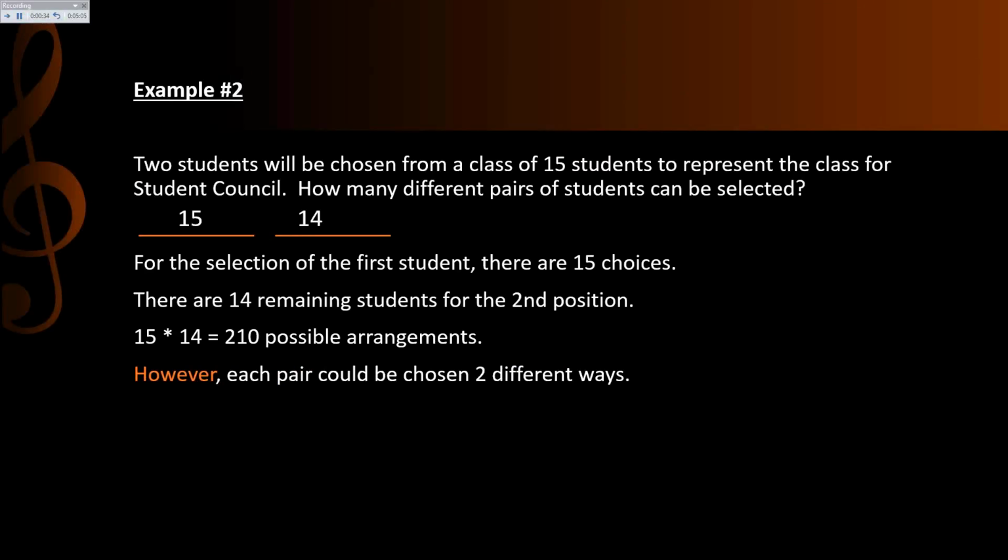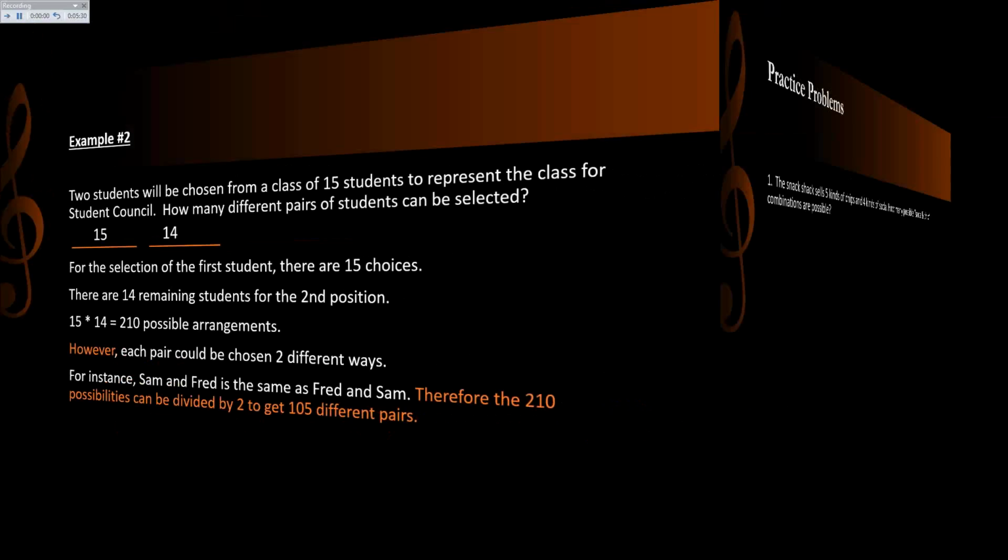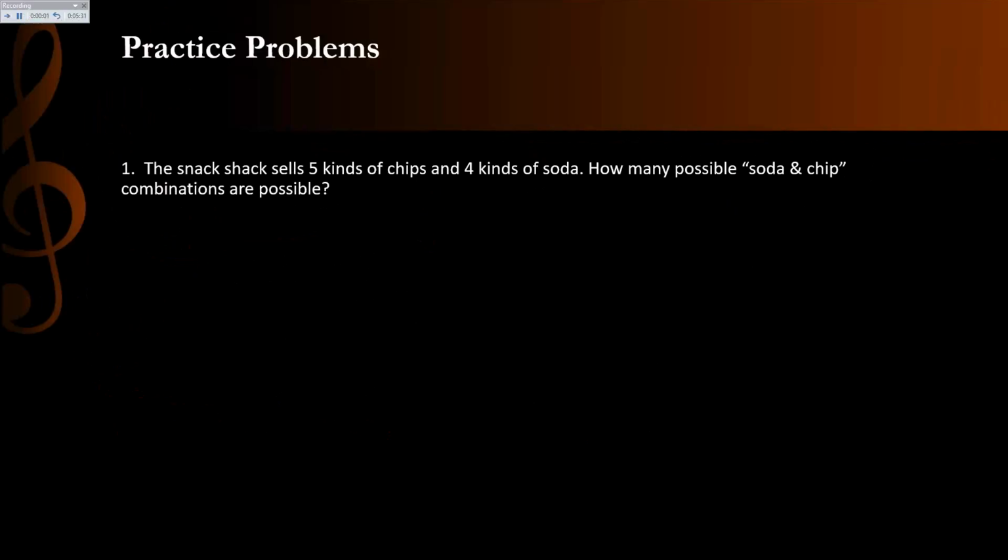So I could have had the person for 14 come first and the person for 15 come second. So, for instance, Sam and Fred would be the same as Fred and Sam. So I have to take the 210 possibilities and divide by 2 to get 105 different pairs. Let's look at some practice problems.